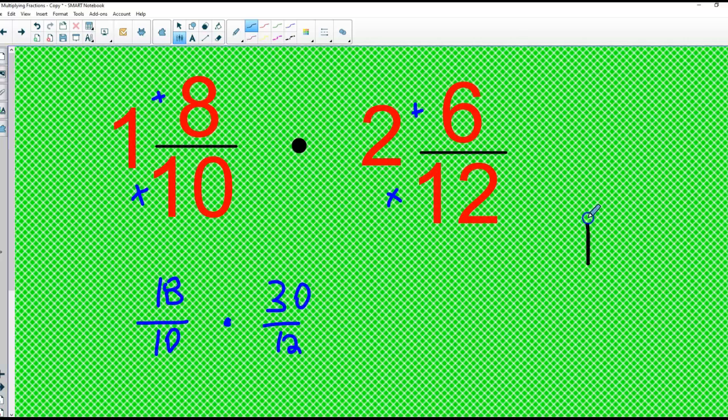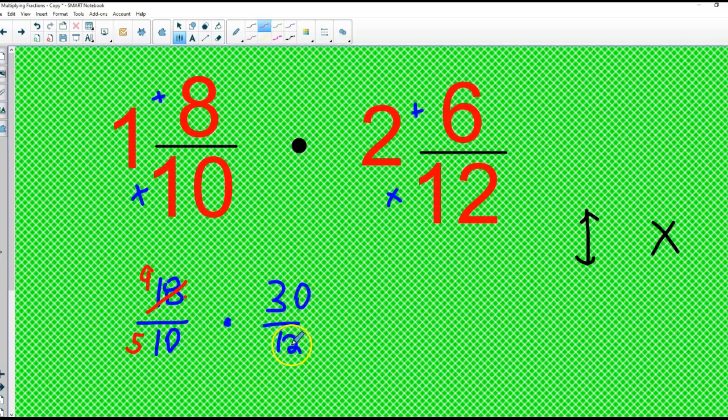Again, we can reduce up and down, or you may reduce diagonally. Remember, you always have to reduce a numerator and denominator, which means I could reduce up and down or diagonally because there's a numerator and denominator this way also. So I'm going to start looking up and down first. 18 and 10 could be divided by 2, right? They're even. So if I divide 18 by 2, I get 9. And if I divide 10 by 2, I get 5.